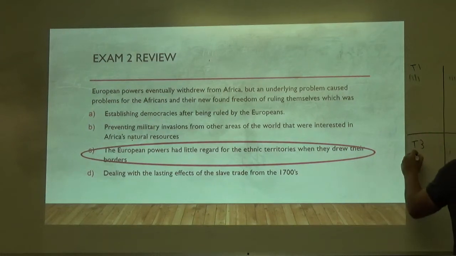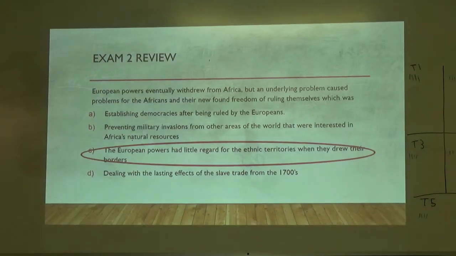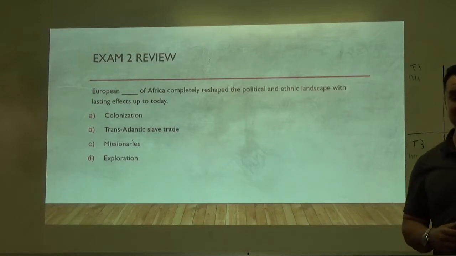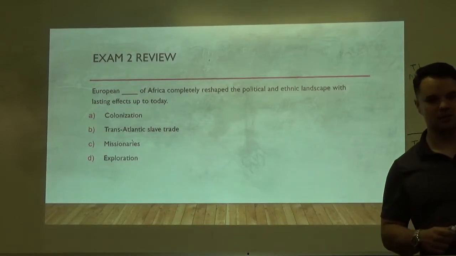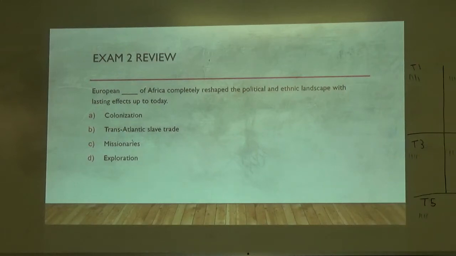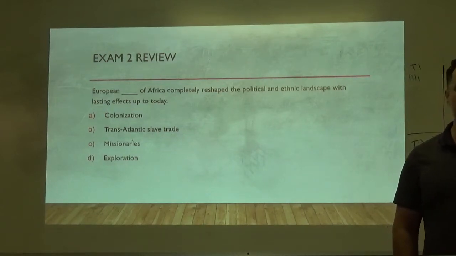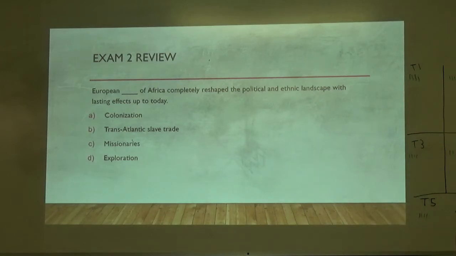Congratulations. I dropped the ball on this one. European blank of Africa completely reshaped the political and ethnic landscape with lasting effects up to today. Was it A, colonization? B, transatlantic slave trade, C, missionaries, or D, exploration? So most of you are ready to go. So answers in 3, 2, 1. Okay. 4 teams said A and team 4 said B. It is A.